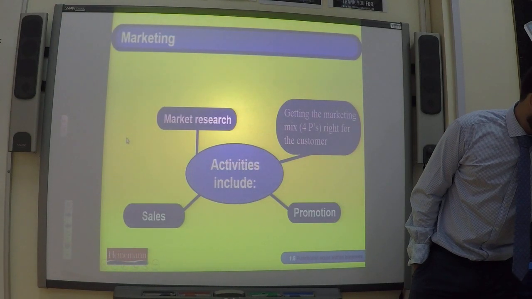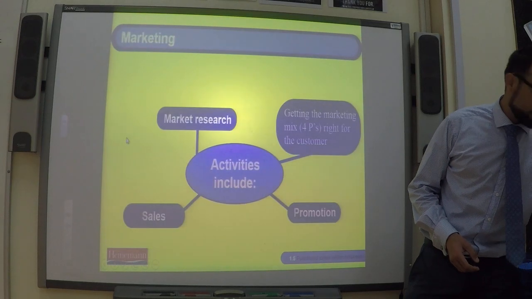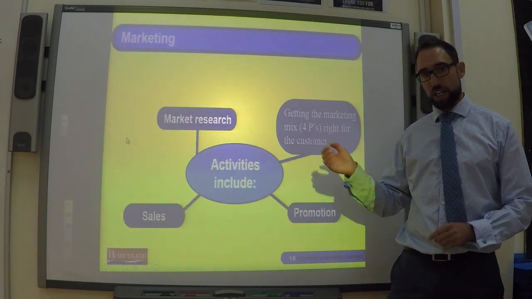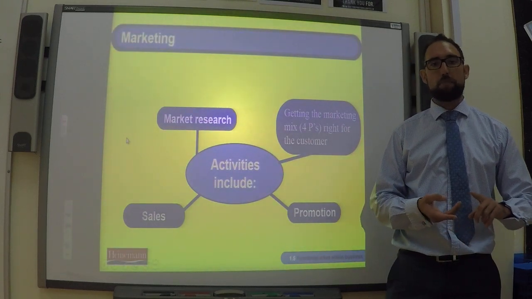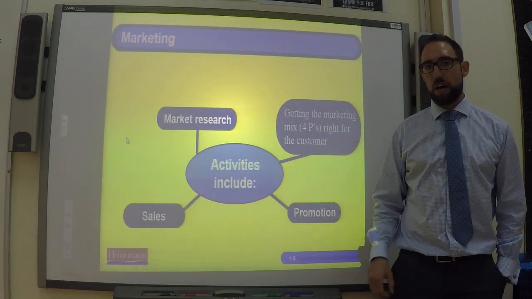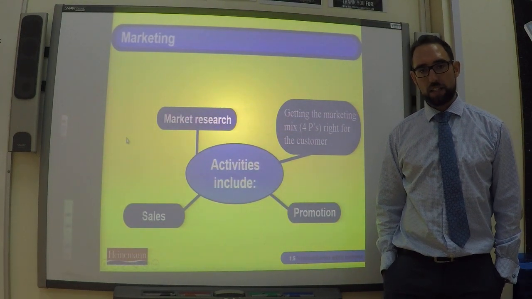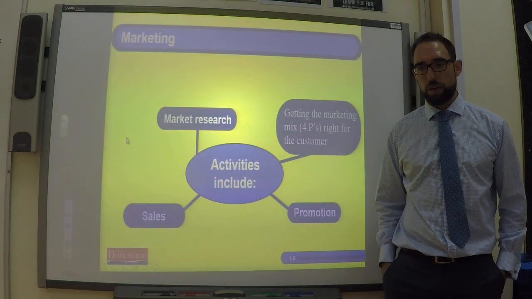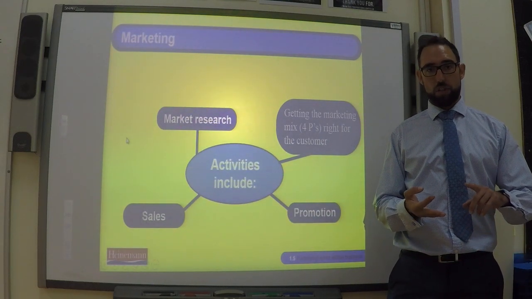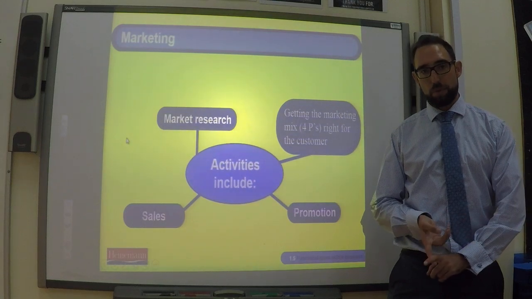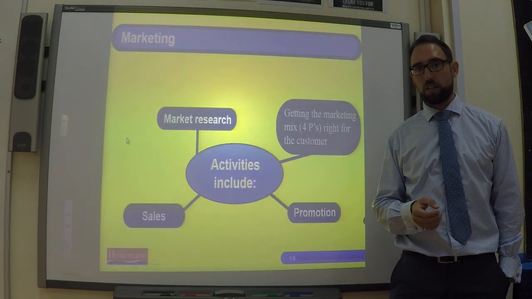Next up, we've got marketing. Now, one of the key things with marketing is the 4 Ps, okay? The 4 Ps being price, product, promotion, and place. And we call the 4 Ps the marketing mix. So the marketing department has to get the 4 Ps right for the business's customers. It's about having the right price and the right product, sold in the right place with the right promotion. Okay, so they need to get all of the 4 Ps correct for the business's customers.